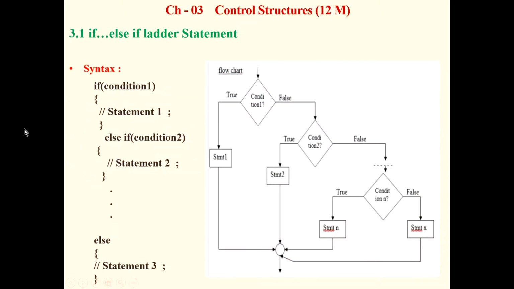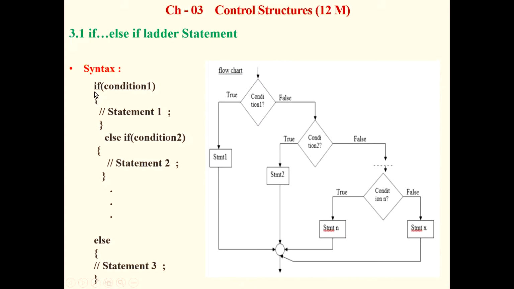Here I give the syntax and flowchart of the if else if ladder. First, if, then we write the condition in brackets, then inside curly brackets we write the statement. Then else, again we use an if statement, condition 2, then statement. In this way we check multiple conditions, and at last, else, it executes statement 3. So how is it executed?